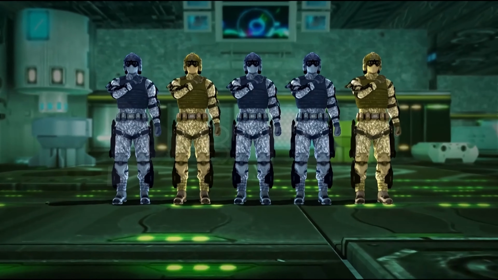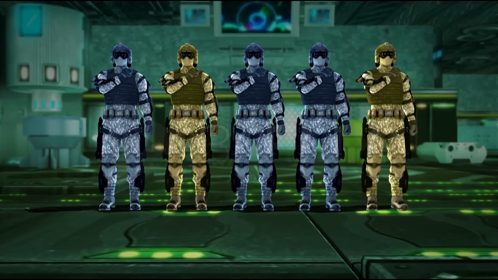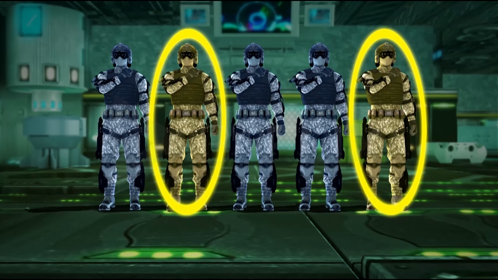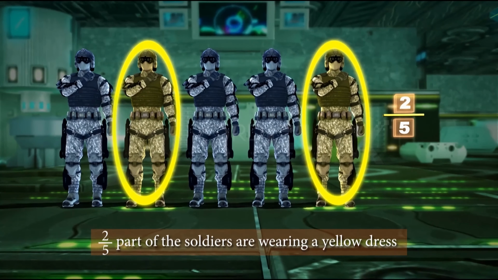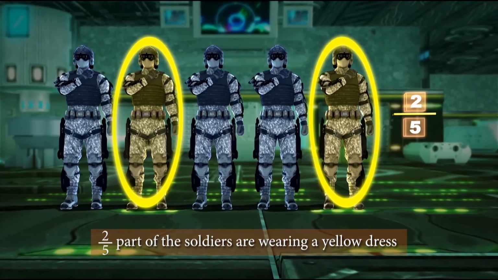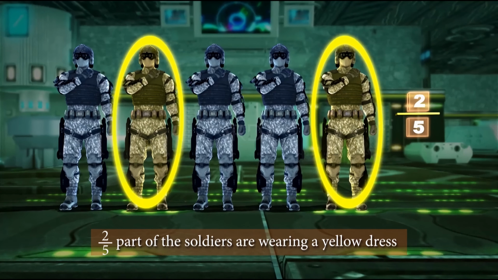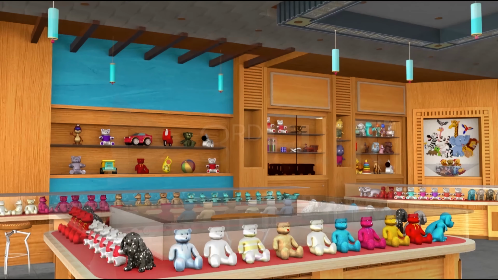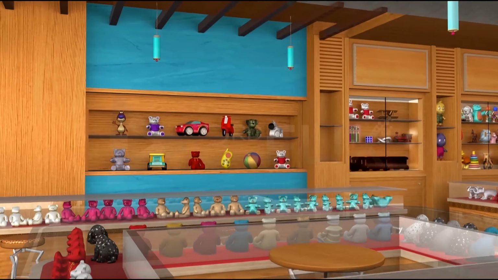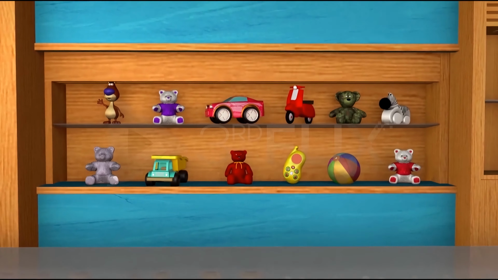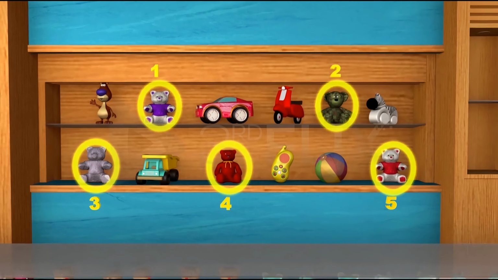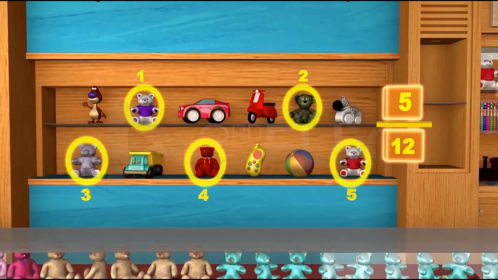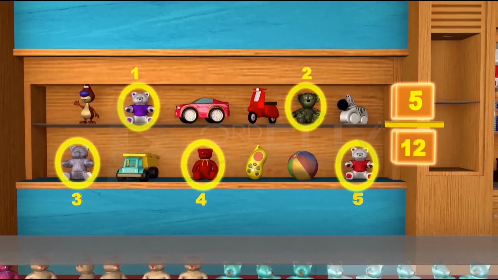There are 5 soldiers, out of which 2 are wearing a yellow uniform. So, 2 by 5 part of the soldiers are wearing a yellow dress. Here, there are 12 toys, out of which 5 toys are teddies. So, 5 by 12 fraction of the toys are teddies.